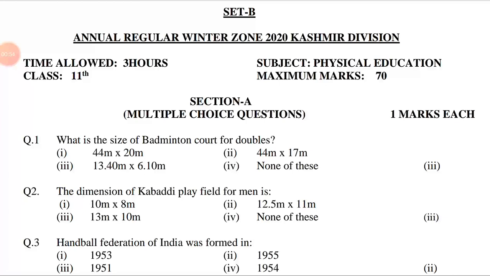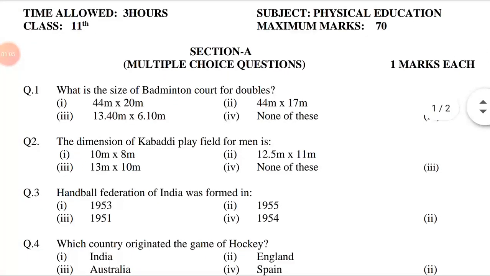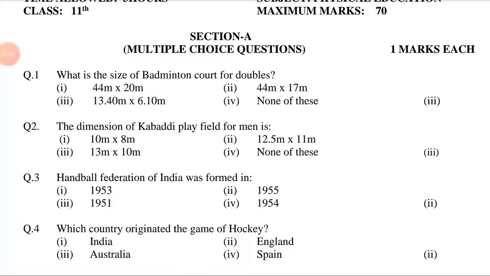Option first 44 meter into 20 meter. Second, 44 meter into 17 meter. Third, 13.40 meter into 6.10 meter. Fourth, none of these. Answer is option third, 13.40 meter into 6.10 meter.